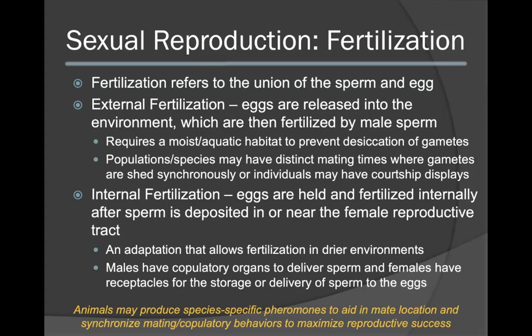Internal fertilization, on the other hand, occurs when eggs are held and fertilized internally after the sperm is deposited in or near the female reproductive tract. This is typically seen as an adaptation that allows fertilization to occur in much drier environments such as the terrestrial landscape. In general, males have copulatory organs that help deliver sperm, and females have receptacles for the storage or delivery of sperm to the eggs. In addition, during sexual reproduction, many animals produce species-specific pheromones. This helps aid in mate location and also to synchronize mating or copulatory behaviors to maximize their reproductive success.